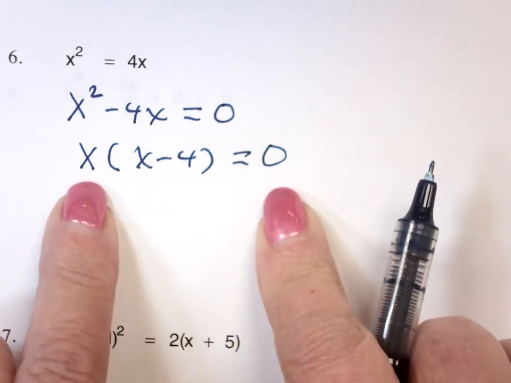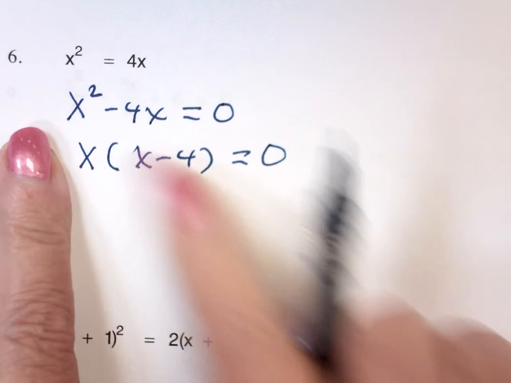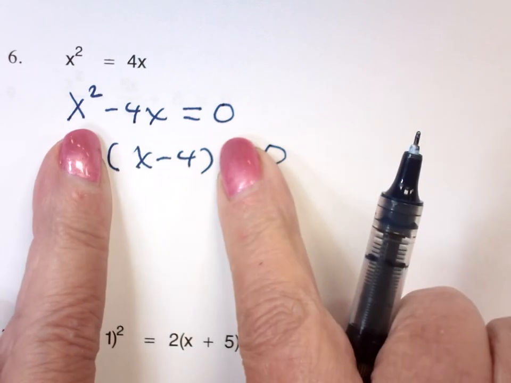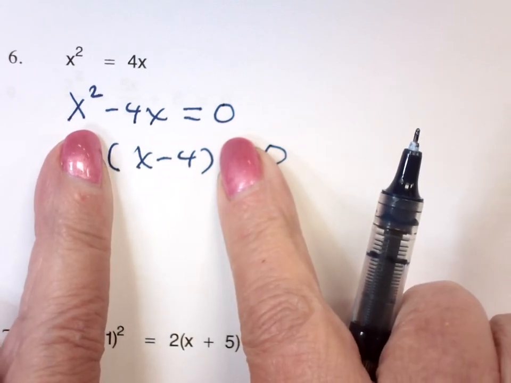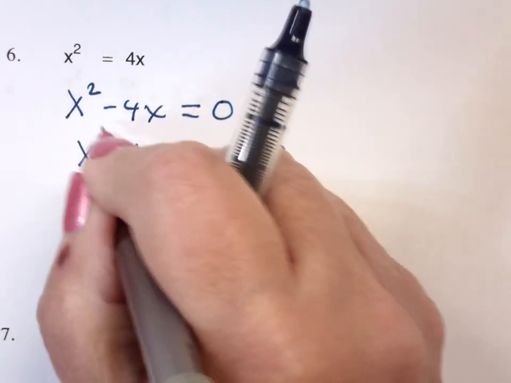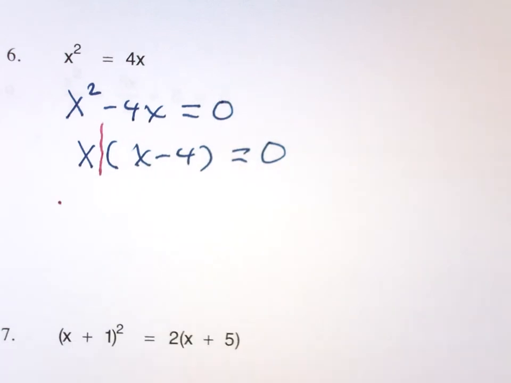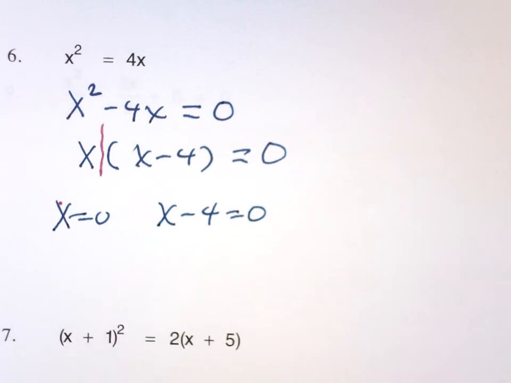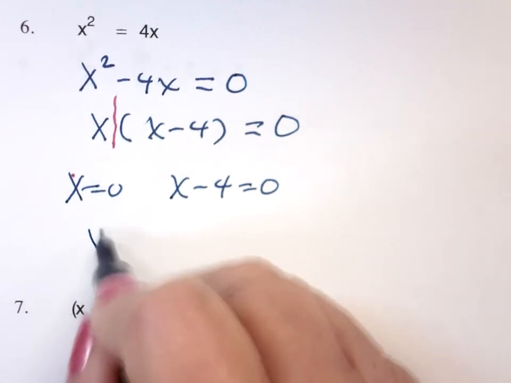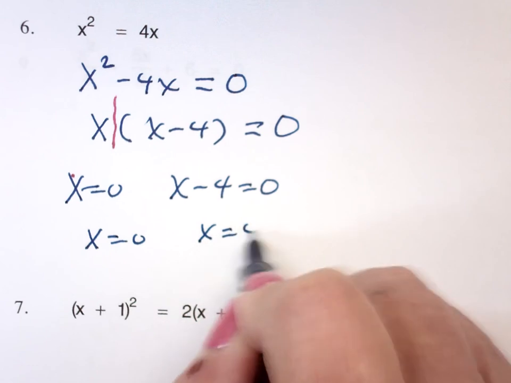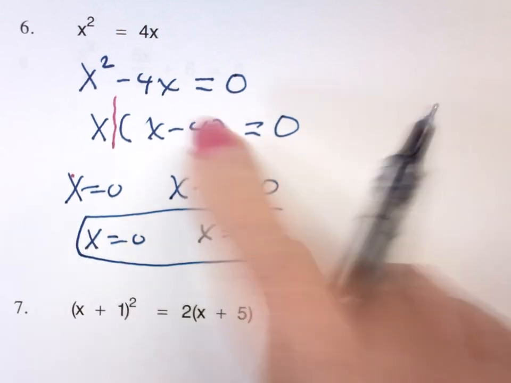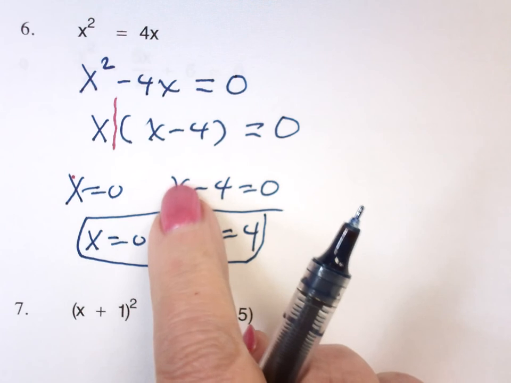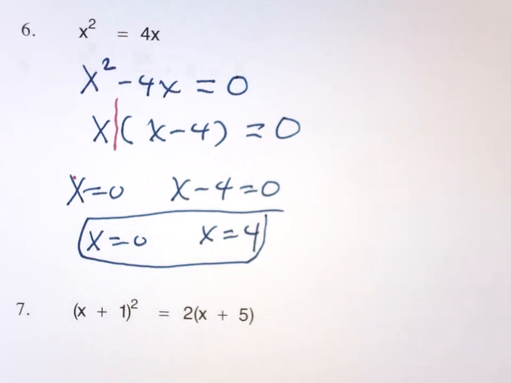Now, notice, they're all degree 1. So I can't do anything with this or that, because it's not degree 2. It's only degree 1. So that says that x equals 0 or x minus 4 equals 0. X equals 0, x equals 4. One of the most missed questions, primarily because you forget that you factor out an x. And then an x is there.